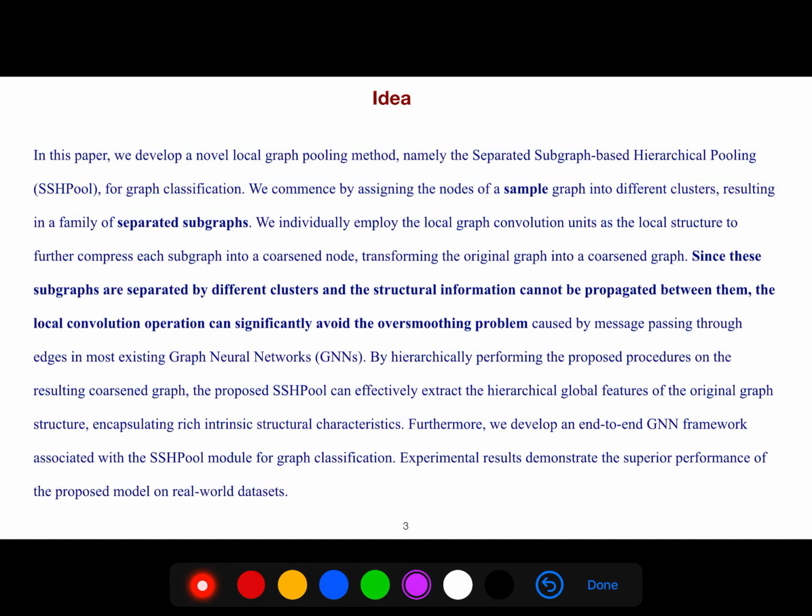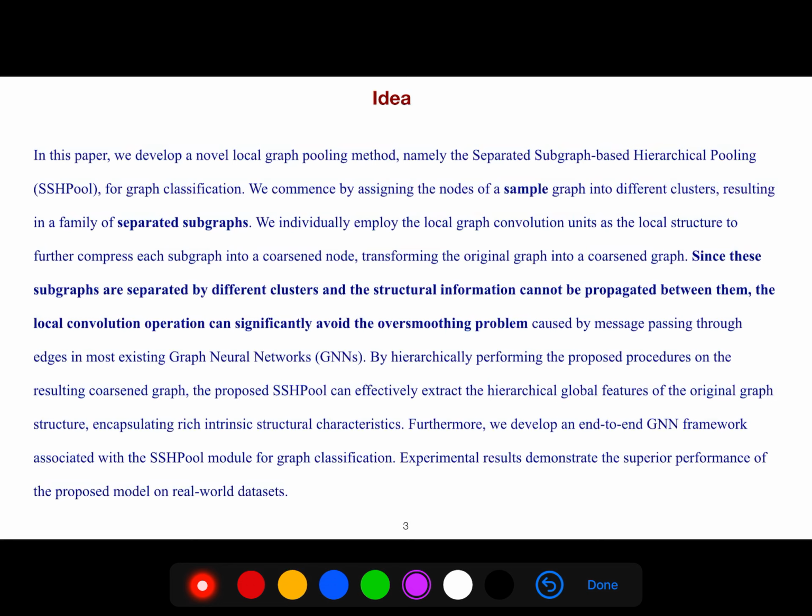We commence by assigning the nodes of a sampled graph into different clusters, resulting in a family of separated subgraphs. We individually employ the local graph convolution units as local structure to further compress each subgraph into a coarsened graph node, transforming the original graph into a coarsened graph.